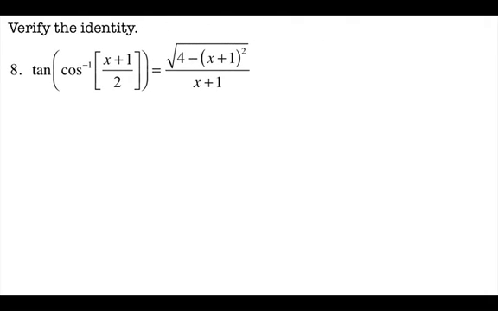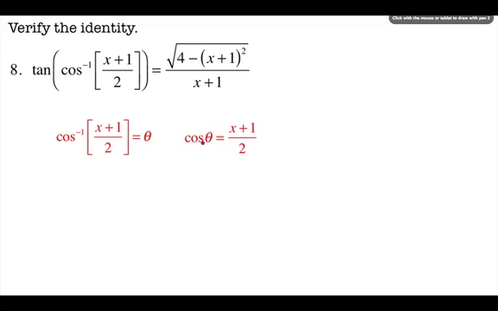Number 8 is very similar to number 7. Same process, just different values. So again, this is an angle. I let it equal theta. At this point, I use the definition of inverse. And this is what I get. Cosine of theta is equal to x plus 1 over 2.